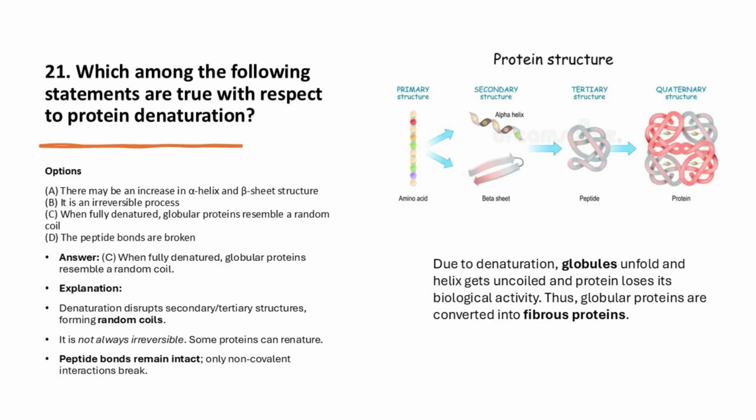Here, the correct answers are A. There may be an increase in alpha helix and beta sheet structure, and C. When fully denatured, globular proteins resemble a random coil. Denaturation does not break peptide bonds and can sometimes be reversible.